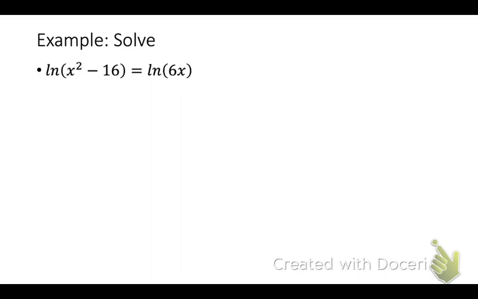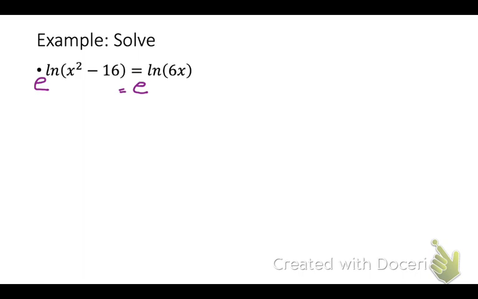Okay. You wanted it to just be x squared minus 16 equals 6x. Well, we're going to do something. We're going to take both of them and make them exponents. So it's e to the natural log of all that and e to the natural log of 6x.